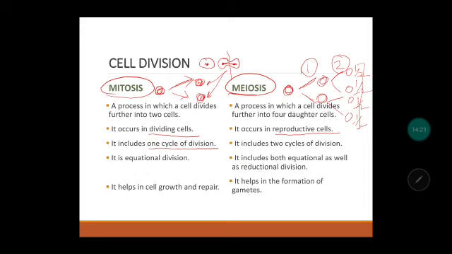Now for mitosis, you should remember that it helps in cell growth and repair, the growth of the cell and repairing of the cell. And meiosis helps in the formation of gametes. Gametes are the reproductive cells which will take part in reproduction. So mitosis helps in cell growth and repair, whereas meiosis helps in the reproduction process by formation of reproductive cells called gametes.